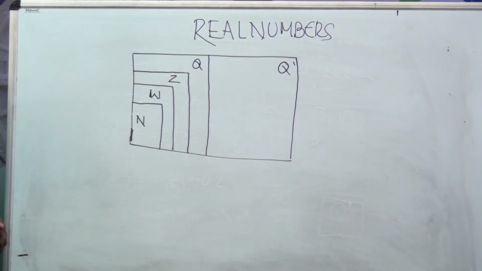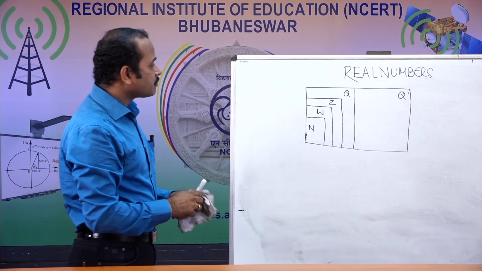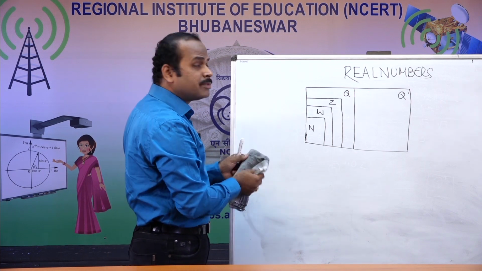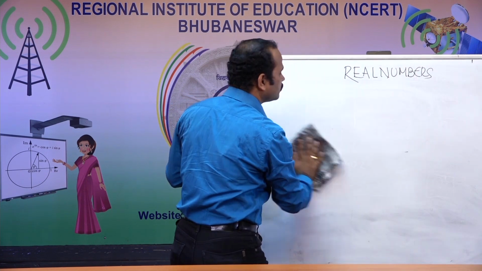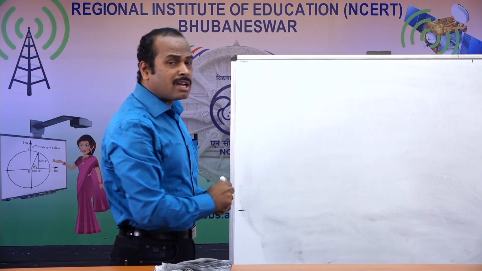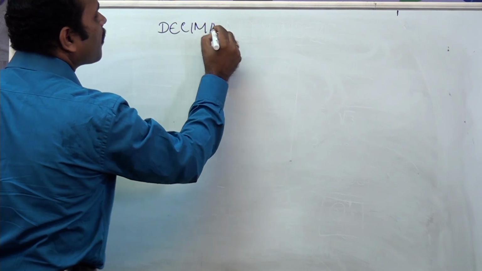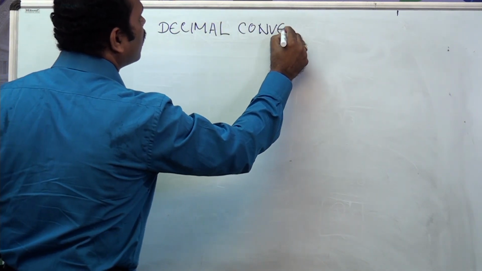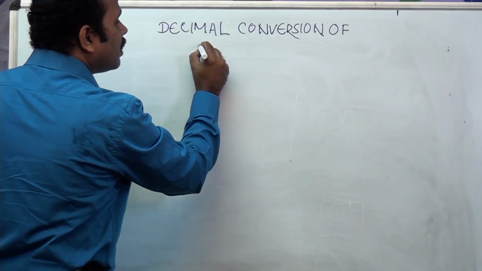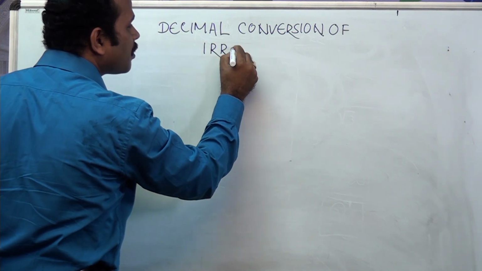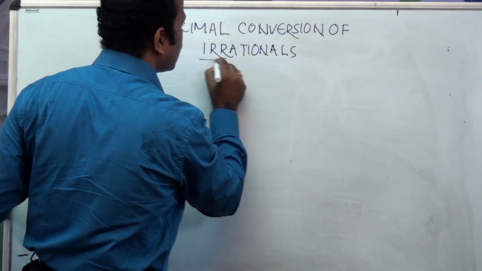So then we'll move to the next part. When we covered rational numbers, we learned how to find the decimal form of these rational numbers. Now, the decimal conversion of irrational numbers. We have seen the decimal conversion of rational numbers. Now we'll see the decimal conversion of irrational numbers.